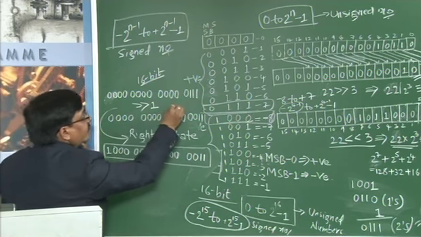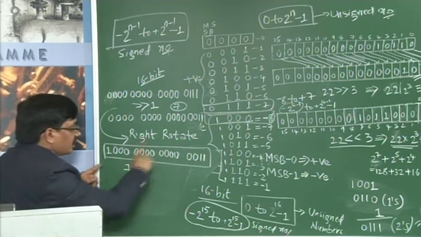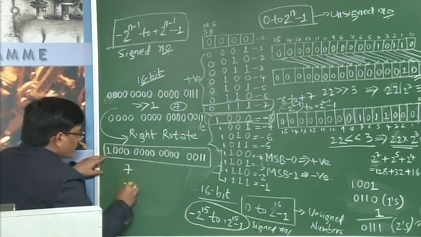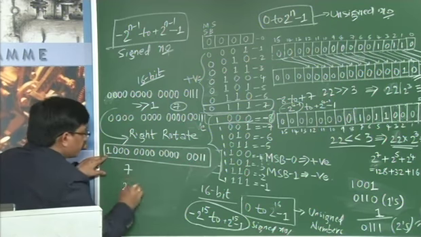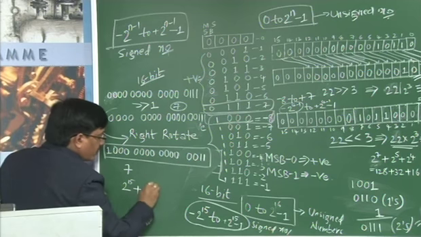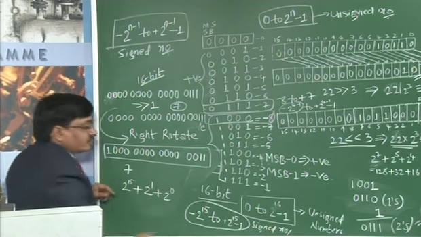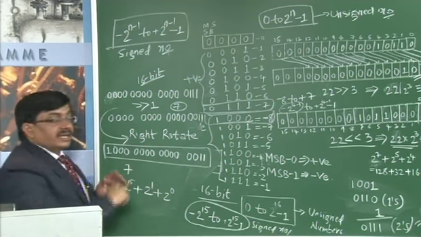So, the value we have taken here is 7. Now, when I right rotate the 7 by 1 position, the new value I get is 2 raised to, this is the 15th position. I start from the 0th position here and end up at 15. 2 raised to 15, plus 2 raised to 1, plus 2 raised to 0. This is the value we get when we perform the right rotation by 1 bit.